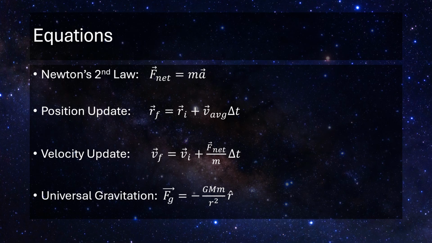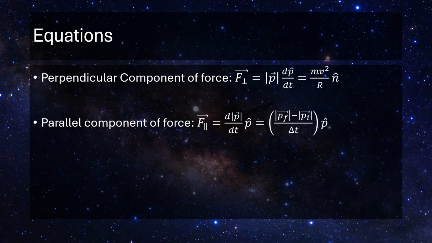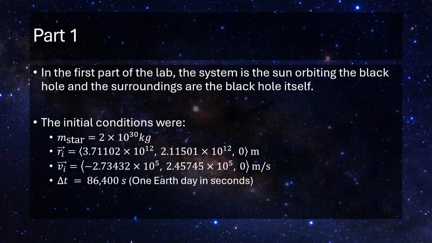Here are the equations used: Newton's second law, F equals ma, the position and velocity update formulas, the law of universal gravitation. We also used the equations for the perpendicular and parallel components of the force. In the first part, the system is the sun orbiting the black hole and the surroundings of the black hole itself. And here are all the initial conditions.